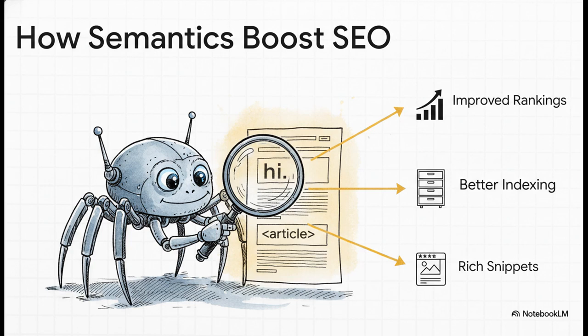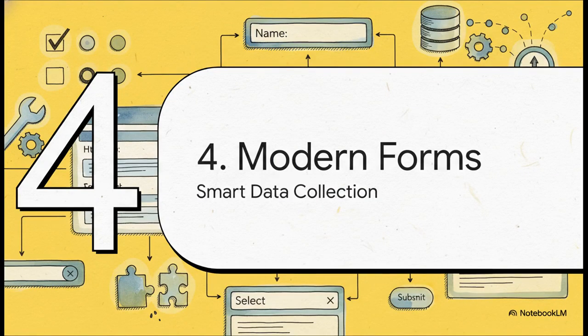An H1 tag screams, hey, this is the most important heading. An article tag says, this block of text is the main event. When you take away all the guesswork for Google's crawlers, they reward you. We're talking better indexing, improved rankings, and even a higher chance of getting those fancy rich snippets in the search results that everyone wants. All right, we've got our solid semantic foundation.